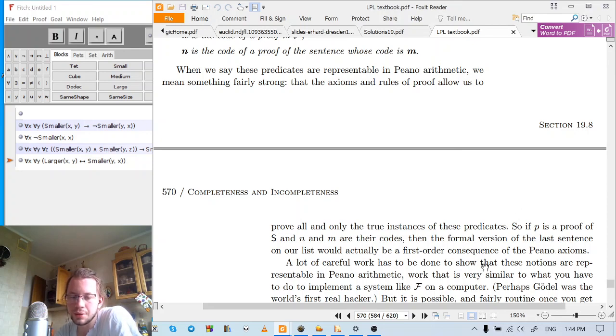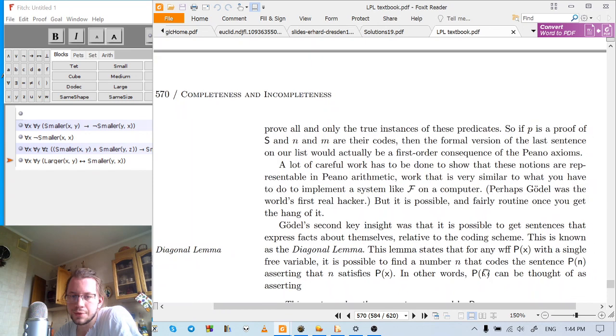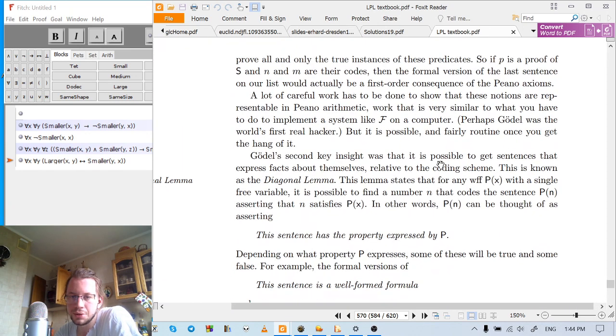What an idea. A lot of careful work has to be done to show that these notions are representable in P&O arithmetic. Work that is very similar to what you have to do to implement a system like that on a computer. Perhaps Gödel was the world's first real hacker, but it's possible and fairly routine once you get the hang of it.